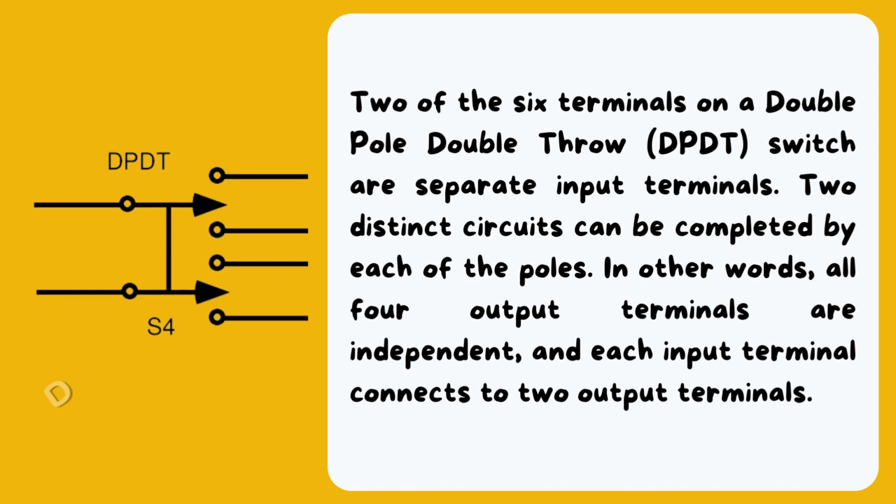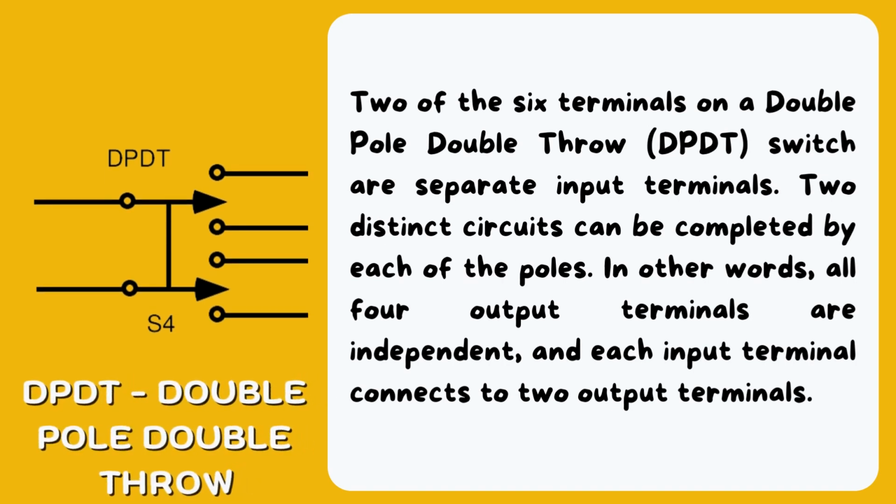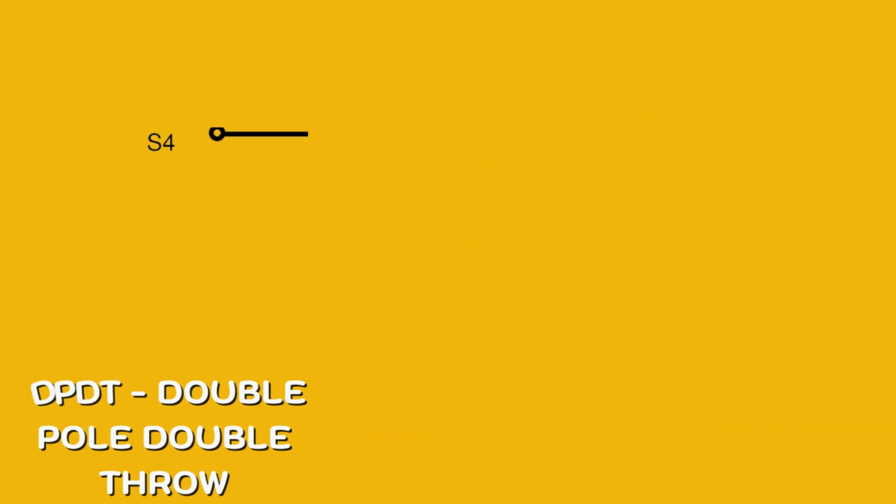DPDT, double pole double throw. Two of the 6 terminals on a double pole double throw, DPDT, switch are separate input terminals. Two distinct circuits can be completed by each of the poles. In other words, all 4 output terminals are independent, and each input terminal connects to 2 output terminals.